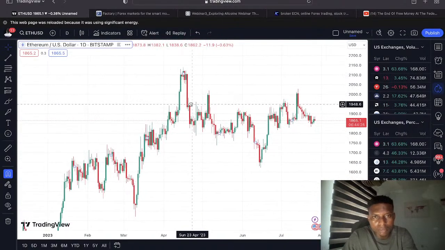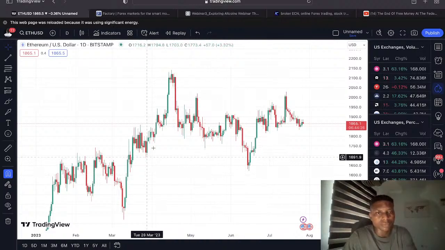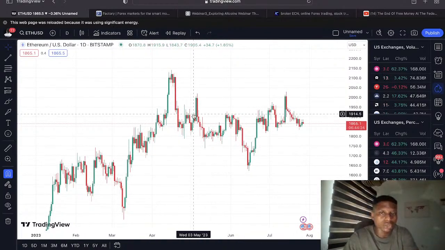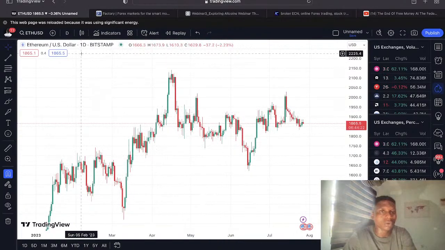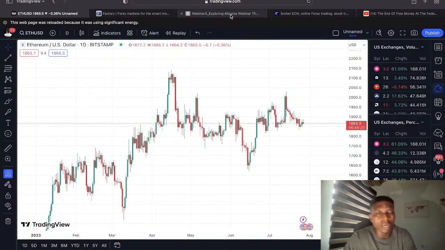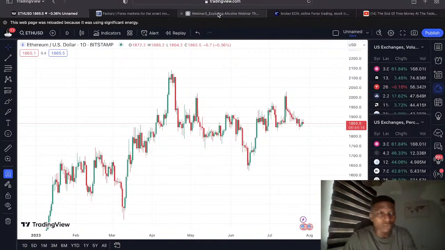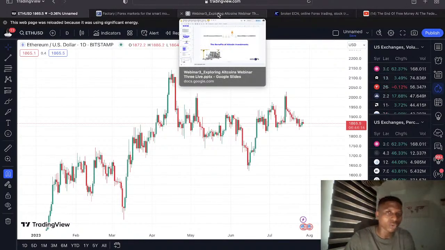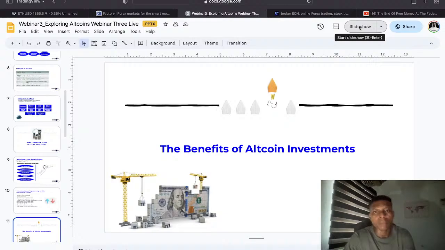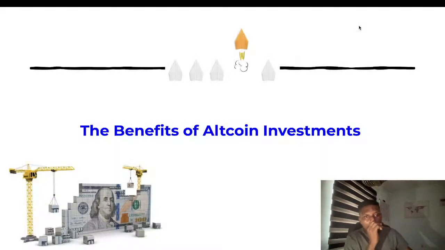So here it is. This is the price action, the price chart of the Ethereum coins. Ethereum is an altcoin as well. Okay, as we go further, we'll come back to look at other altcoins. So now let's look at the benefits of alternative investment.